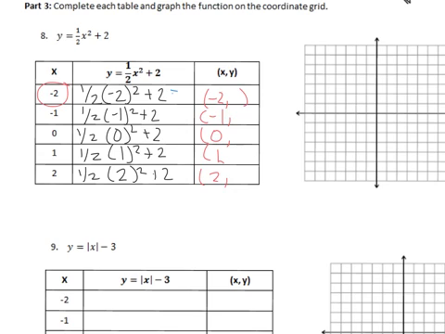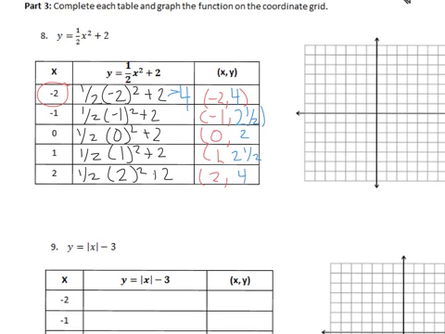These numbers are your y values. So this one's going to be 4. This one's going to be 2.5. This one's going to be 2. This one's going to be 2.5, and this one's going to be 4.